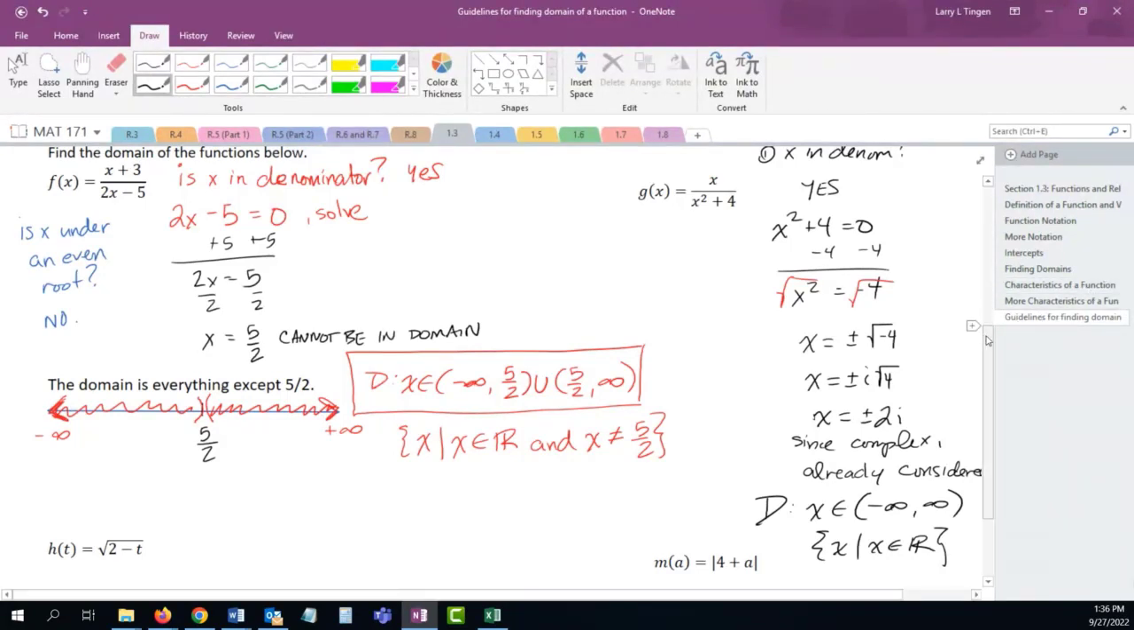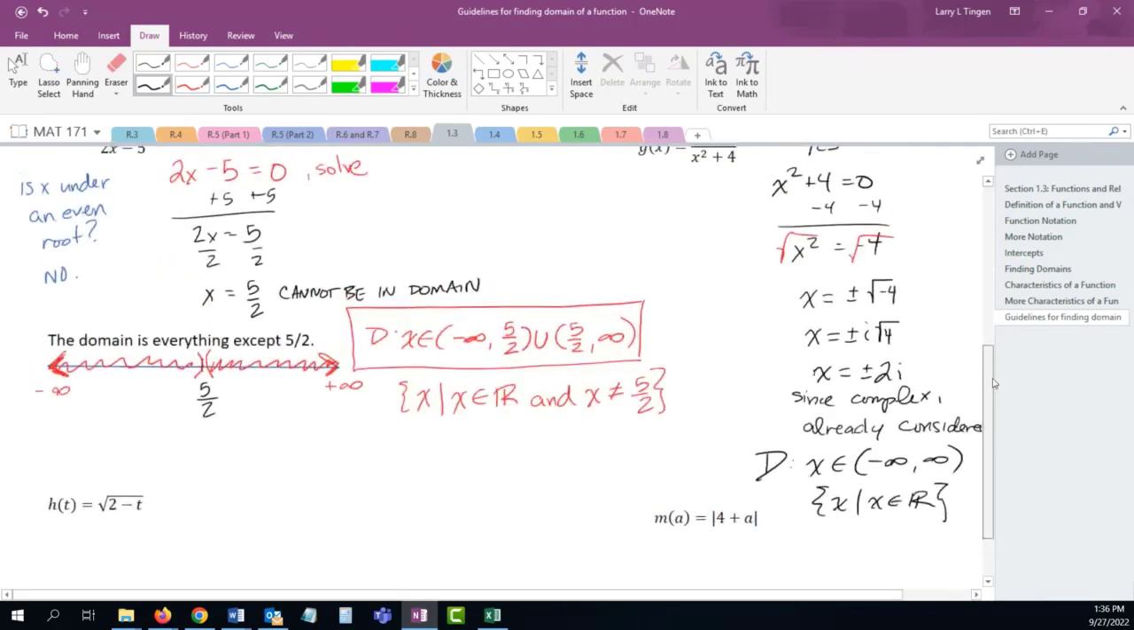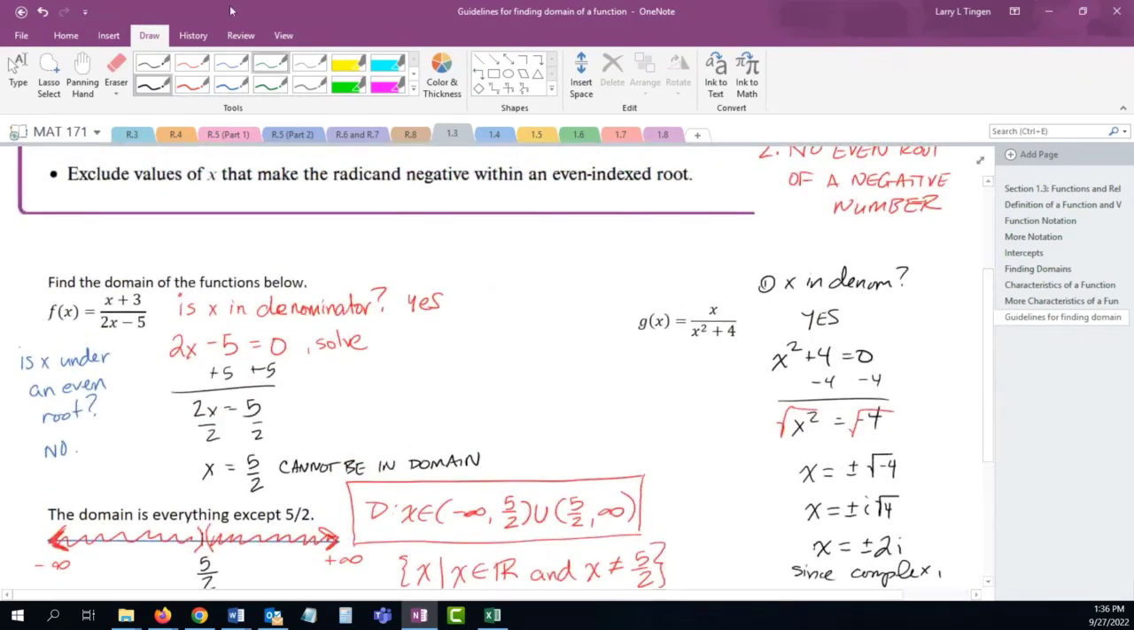Let's get the last two. On the bottom left, h of t is the square root of 2 minus t. Oh, wait a second, sorry. I didn't do the second part. That's because I already knew the answer.